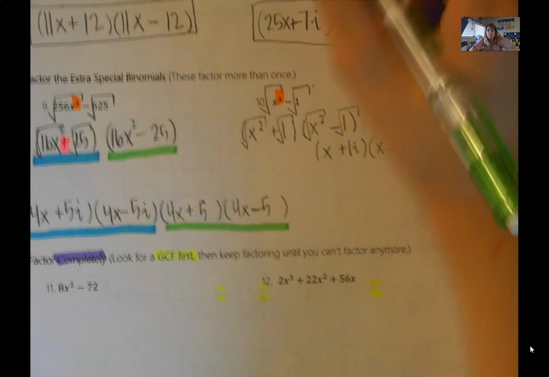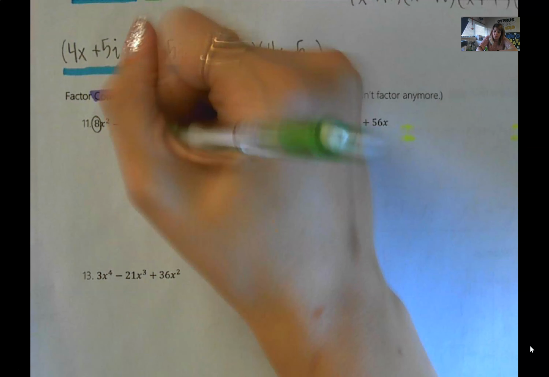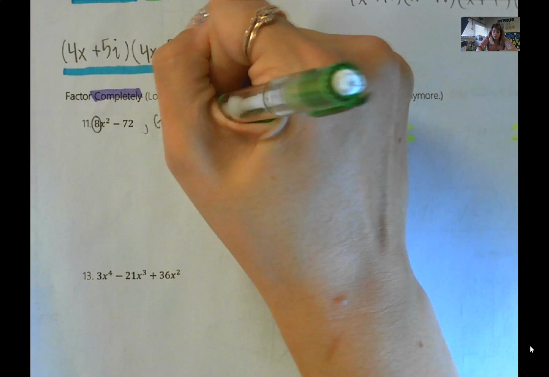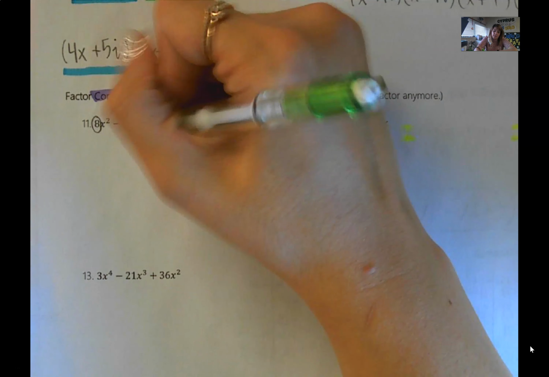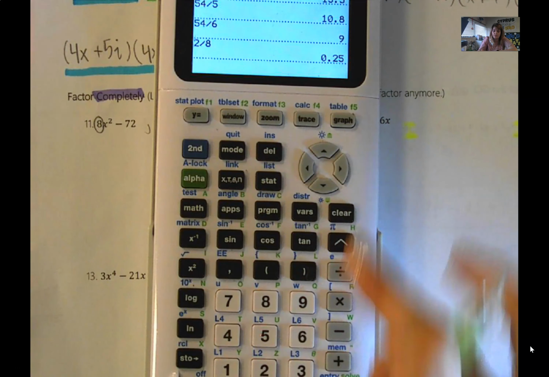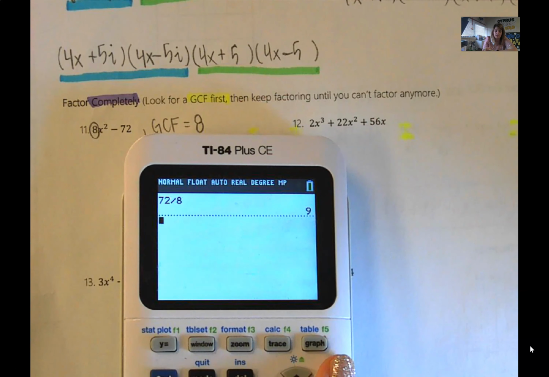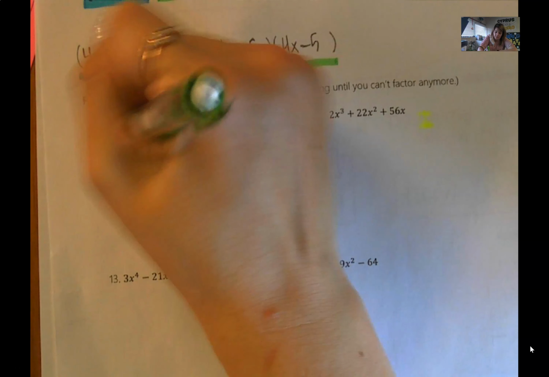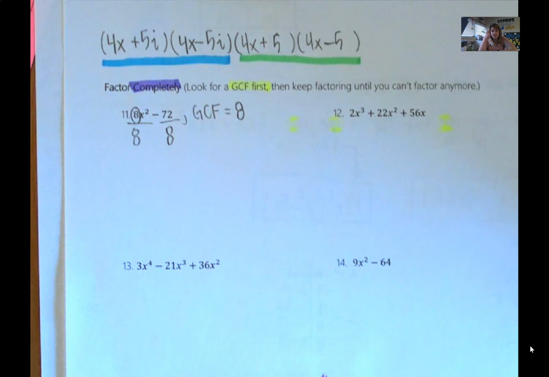Okay, so we are going to take out a GCF first. I have a number on the front, but no letter on the end. So my GCF this time might be 8. I'm saying might be because we need to verify that 72 is divisible by 8. It is. So I'm going to divide 8 off of the first term and 8 off of the second term.